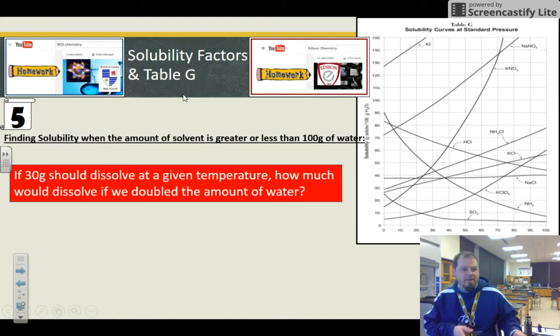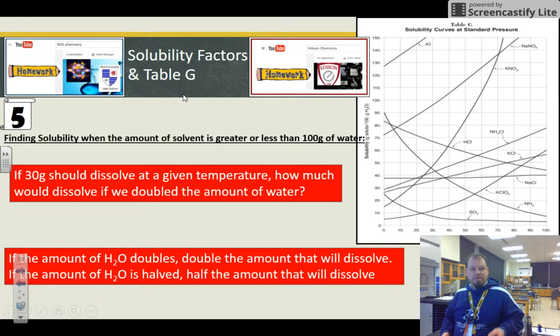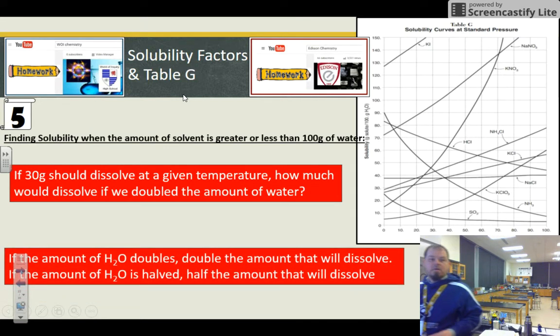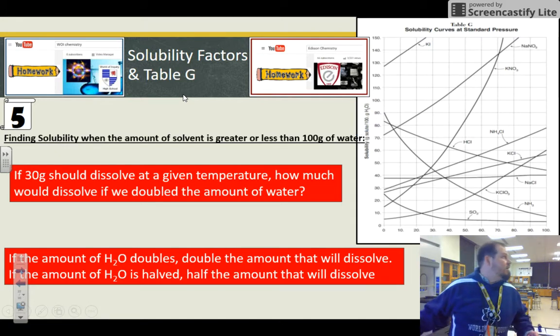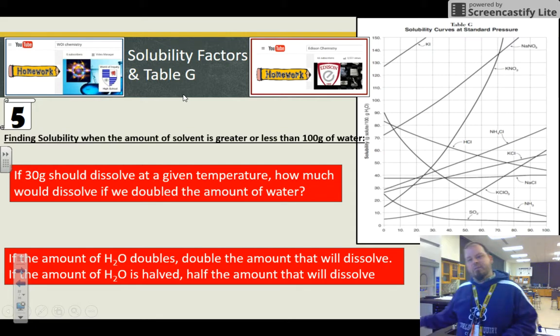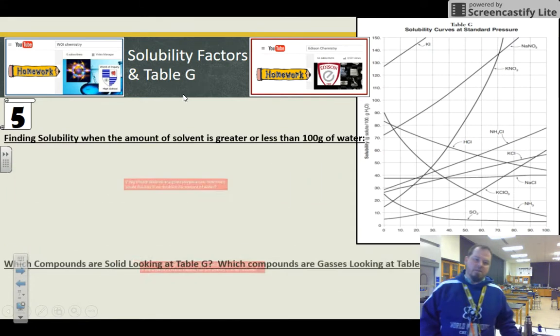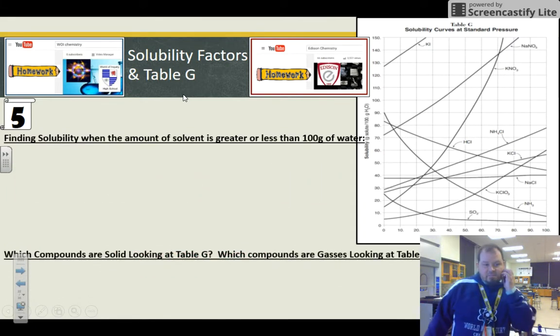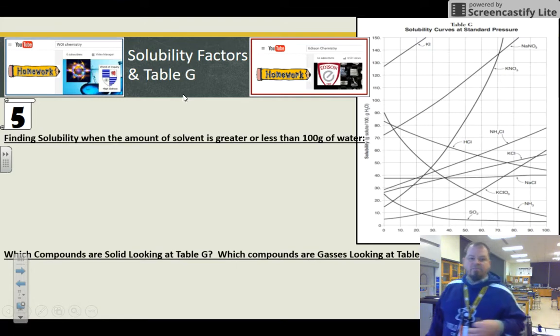If I can get 30 grams of something to dissolve into water and I double the amount of water, shouldn't I be able to double the amount of stuff? Yes, that's the rule. So here it is. If I double the amount of water, then I can double the stuff. And here's the trick. The biggest trick here is this whole chart is based on 100 grams. So if I have 200 grams of water, I've obviously doubled the amount of water, so I can double the amount of stuff. If I have half the amount of water, I can do half the amount of stuff. That's really it.